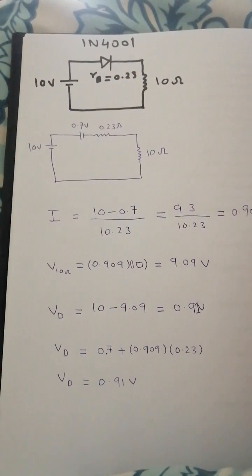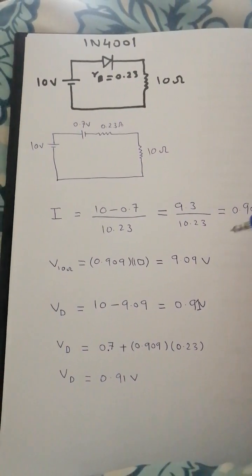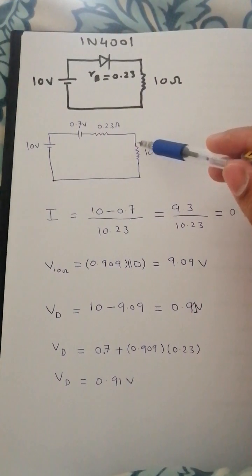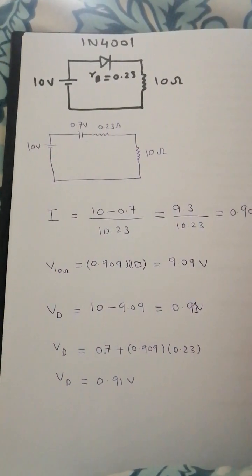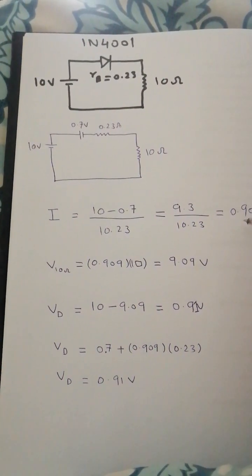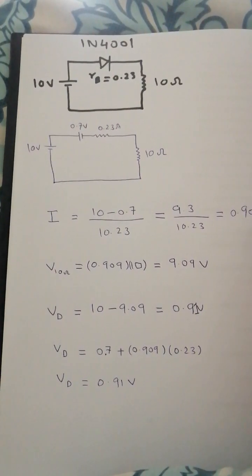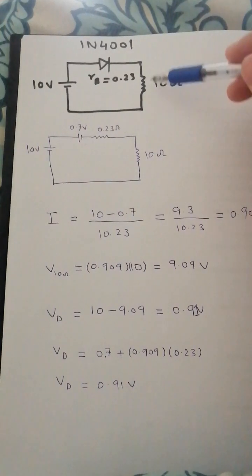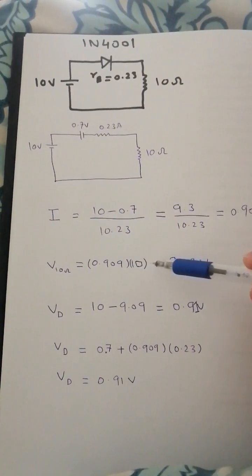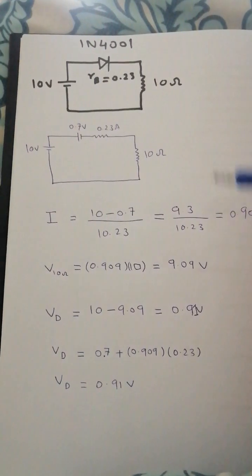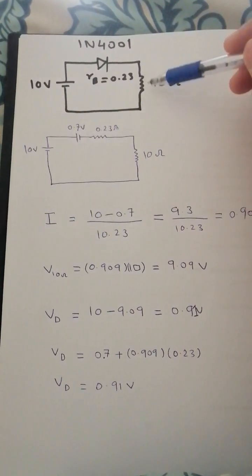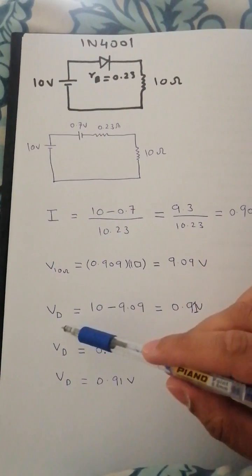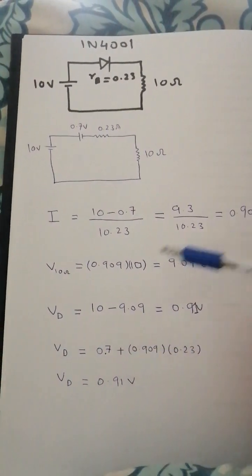Now we will find the total voltage across this 10 ohm resistance, and how can we do that? We can multiply this current in the circuit times the resistance, and we will get 9.09 volts. We have 9.09 volts across this resistor, and now we find the voltage across the diode.